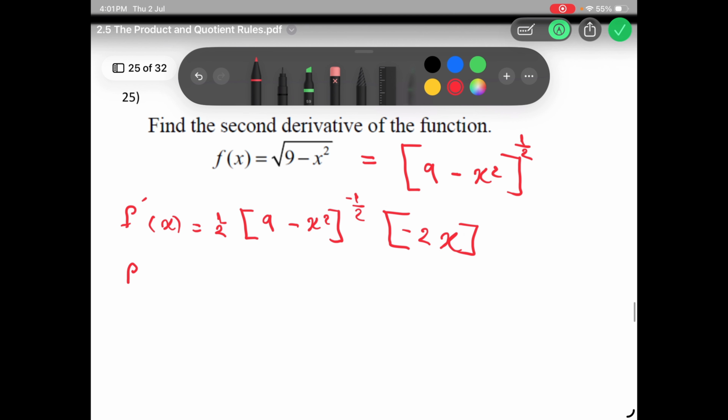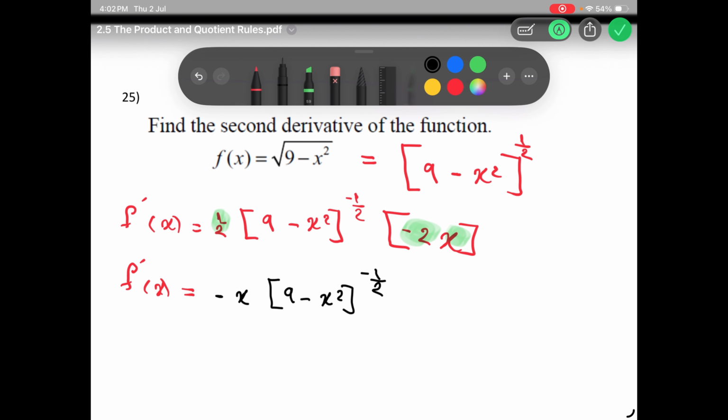So here f prime of x, what I will do now, I will multiply this guy here by this guy, and I will put even x in the front, okay? So it will be minus x times 9 minus x squared to the power of minus 1 over 2, like this.